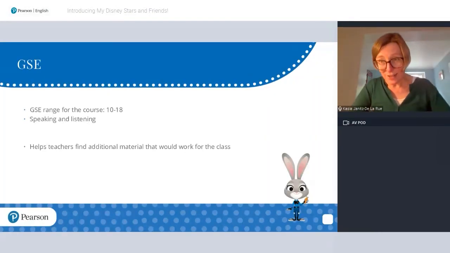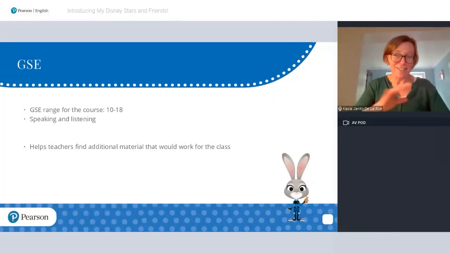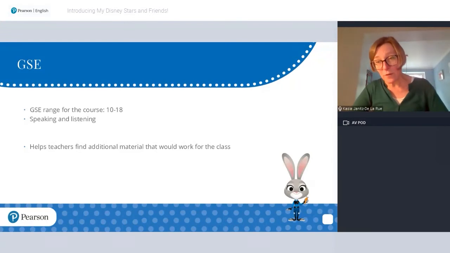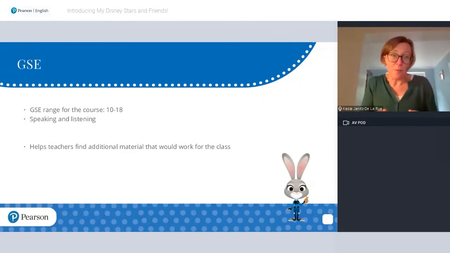I mentioned at the beginning that the course is based on the Global Scale of English, and I just wanted to refer to this here, that the range for the course is between 10 and 18 points on the Global Scale of English. These children are still quite little, so there's a limit to how fast they can go with their language learning. And the main focus is on the speaking and listening skill, obviously starting with listening and hoping children build up the courage to speak as well. It is quite useful to know where we are on the Global Scale of English, because it will also help you find and select additional materials. And if you use the Pre-Primary Academy, for example, that is quite a useful thing to know.